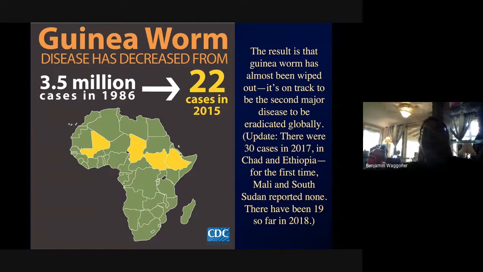There's a few cases that result because the worm can also infect dogs, and it tends to persist among fishing communities where dogs scavenge discarded fish and fish guts and drink infected water. They can get this as well. So I don't believe it's been completely eradicated, but it is on track to be knocked out completely. The second major disease to be eradicated globally, the first, of course, being smallpox. And there's hope that we can do the same for things like river blindness as well. The Carter Center, by the way, Jimmy Carter's charity, has been instrumental in doing this, and we're finally on the cusp of victory. So, yay for Jimmy Carter.